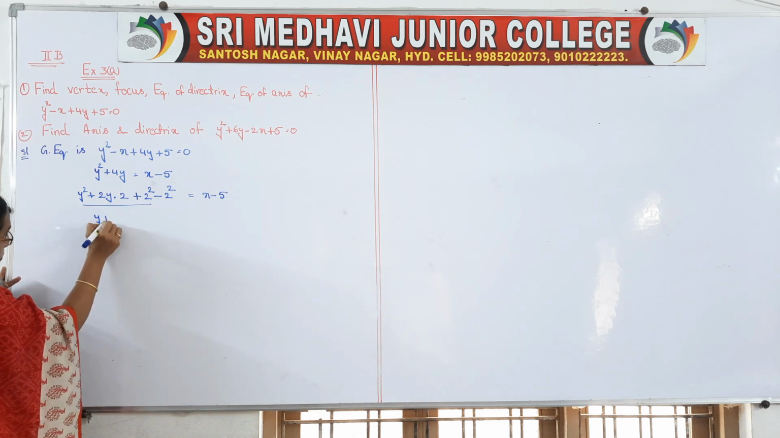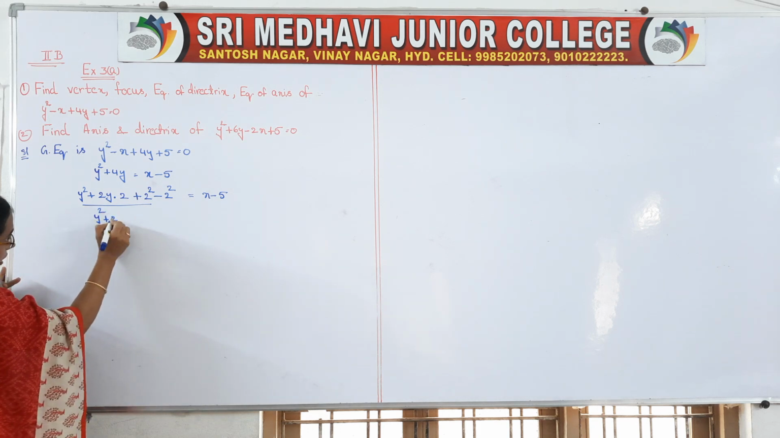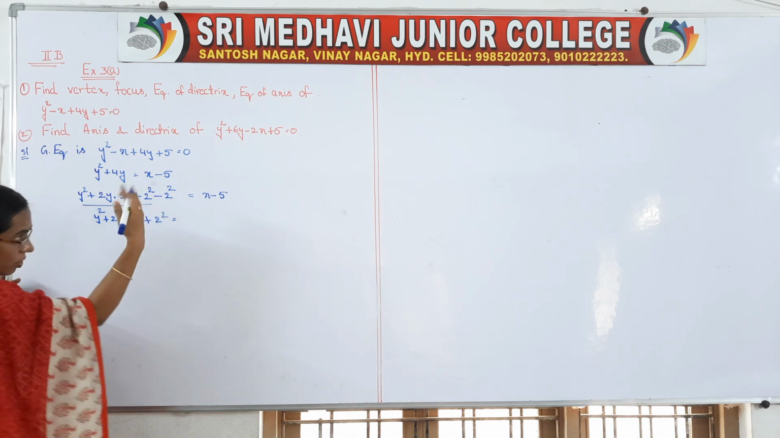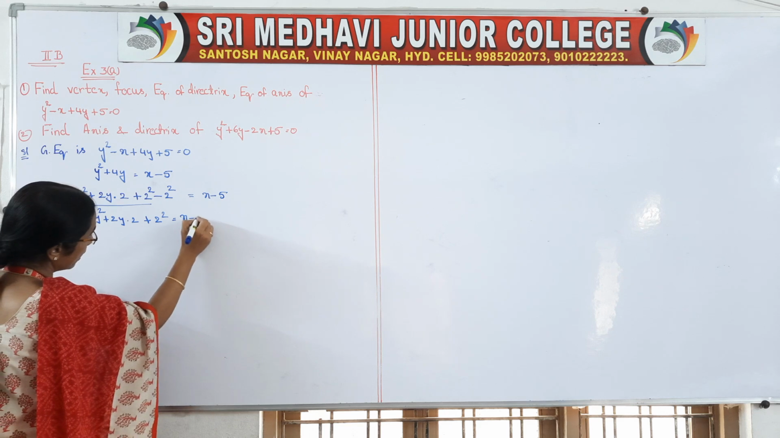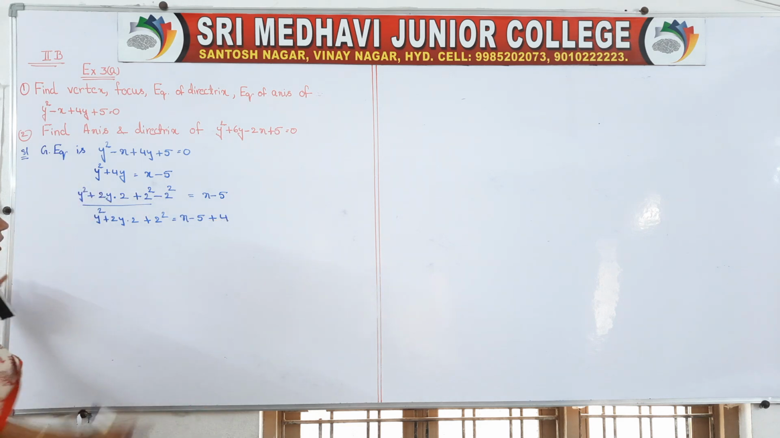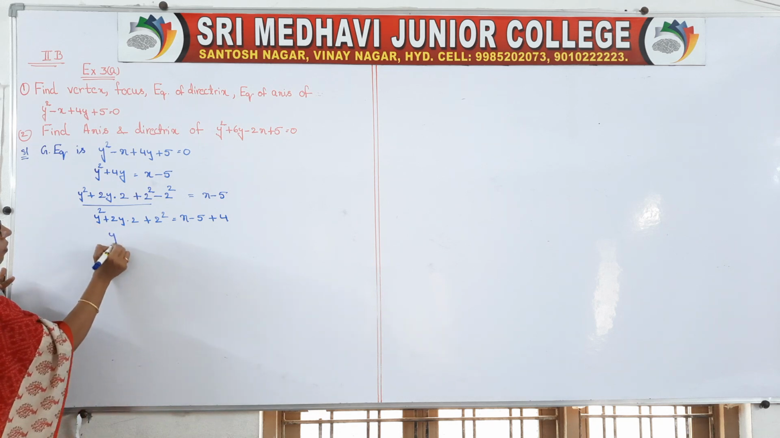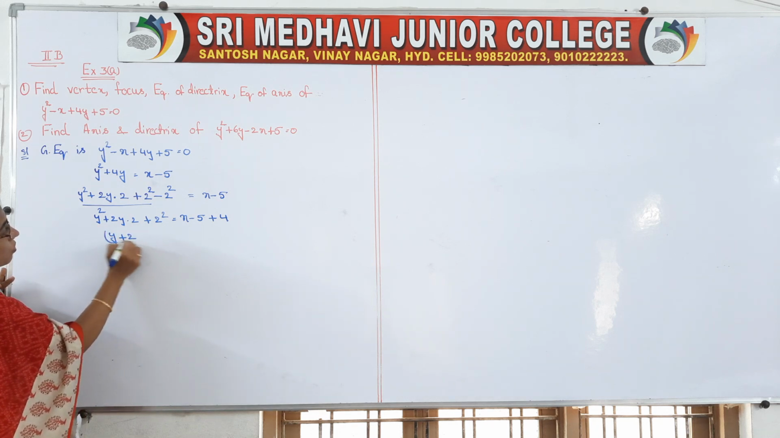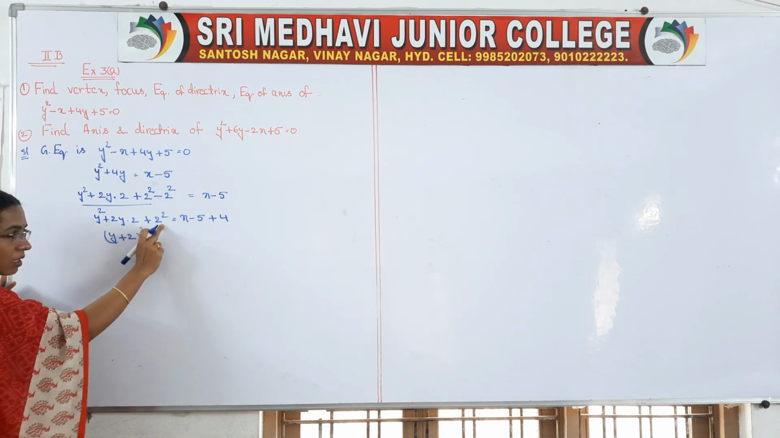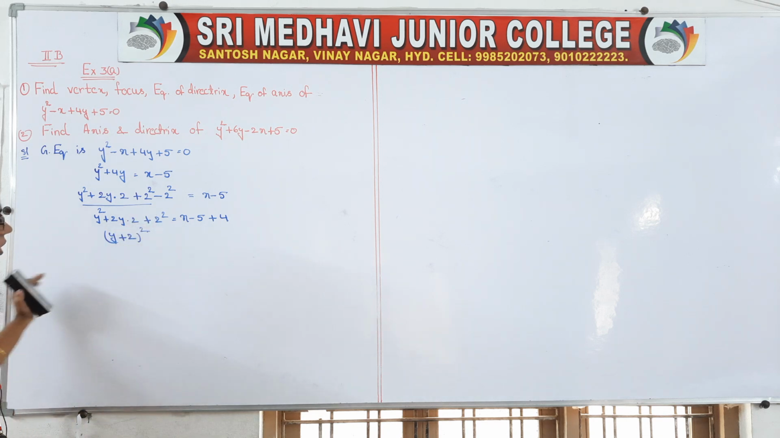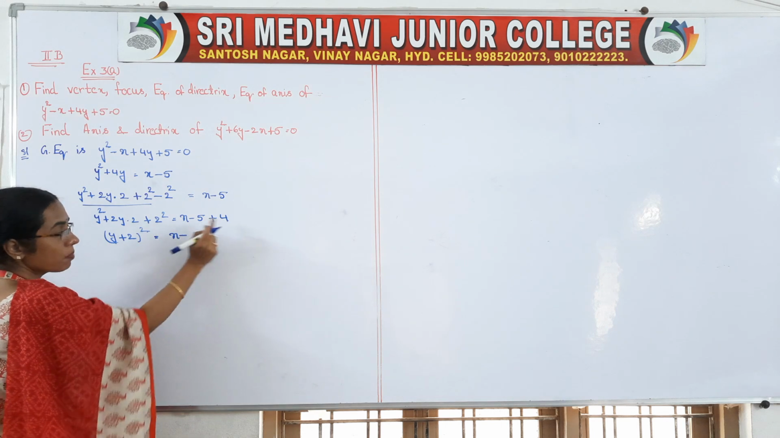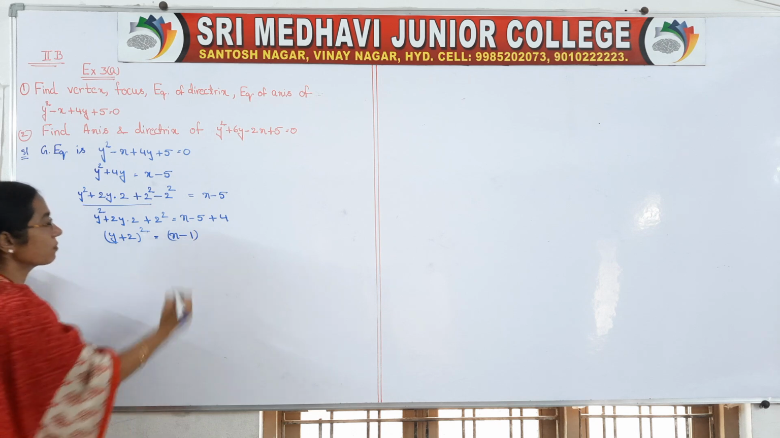So y square plus 2y into 2 plus 2 square is equal to, sending this value to that side, x minus 5 plus 2 square, which is 4. So this is nothing but y plus 2 whole square, isn't it? y square plus 2y into something plus something square, y plus something whole square is equal to x minus 5 plus 4, which is x minus 1.